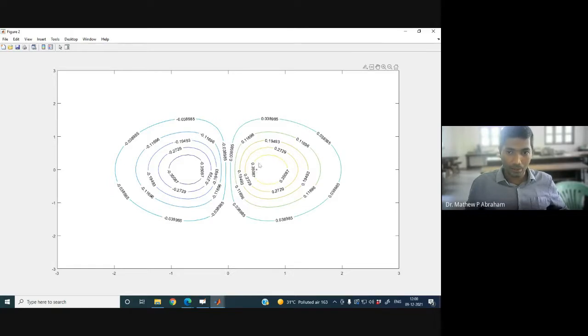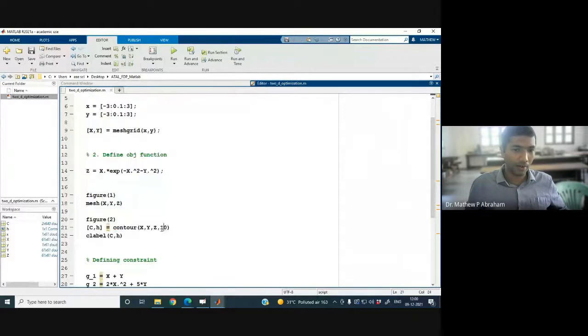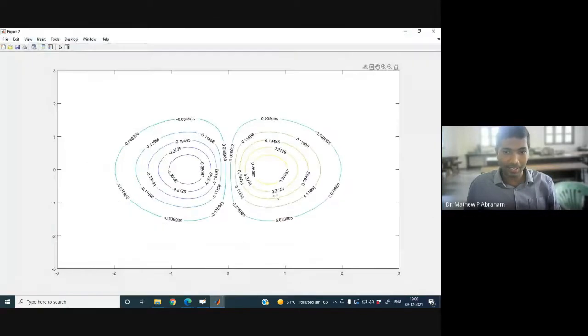Here I have a circle which is cut at 0.35. We can define this number of circles. I have defined the number of cuts, or number of levels, that I require as 10. That's why we have 10 circles like this. What I was trying to say is, from this we can see that the function is maximizing in one direction and minimizing in another direction.